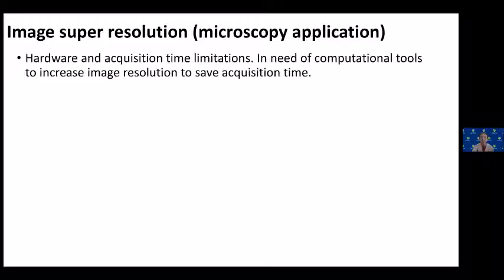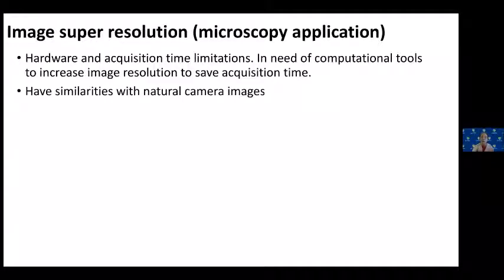For bioimages, there are hardware and acquisition time limitations that limit our image resolution. So ideally we need some computational tools to boost our image resolution and save acquisition time. People can acquire images very fast, but with less detail, and because they acquire fast, they output a low resolution image. So we want to send those low resolution images into our trained network so that it will output a high resolution counterpart.